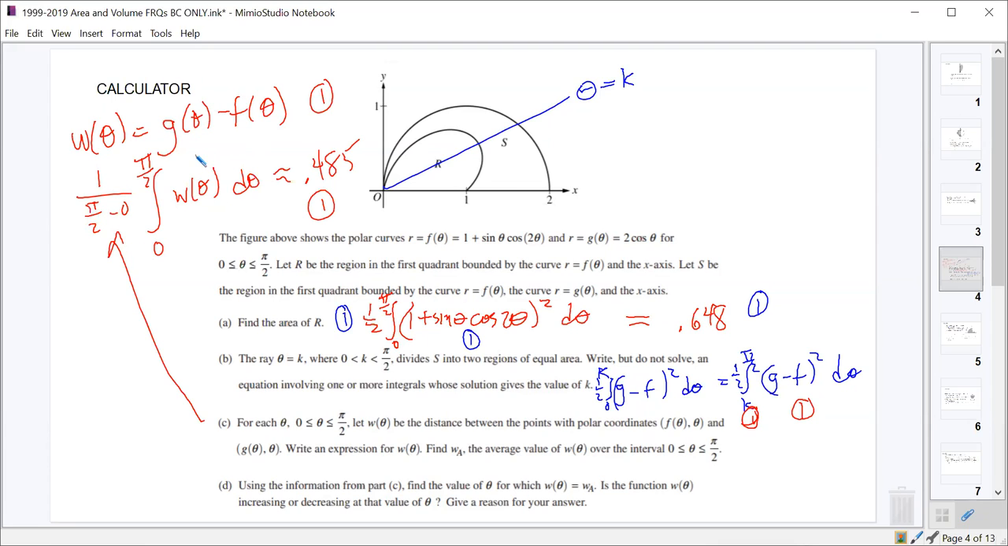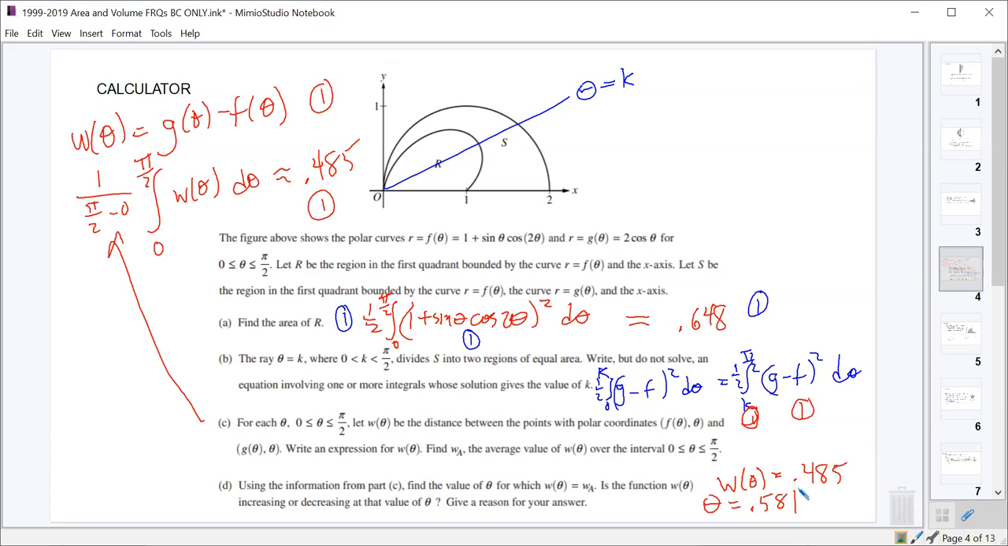All right. So let's see. Part D says, using our information from part C, find the value of theta for which w of theta does equal that average value. And then we want to know, is the function w of theta increasing or decreasing at that value? So first off, we just need to set w of theta equal to 0.485, equal to that average value. And w of theta was just like we said, g minus f. So you'll just graph g minus f, graph 0.485 and see where they intersect. And it looks like that came out to be theta equals 0.581.